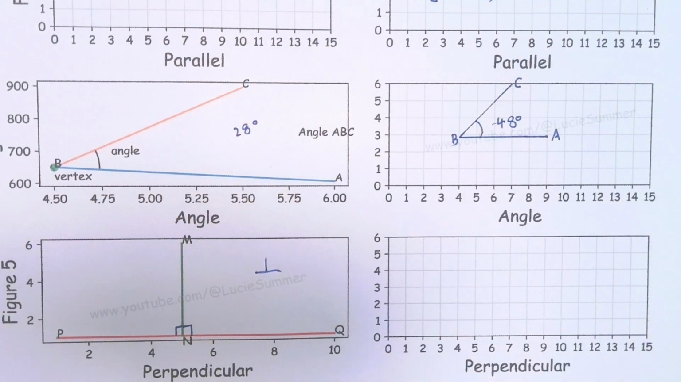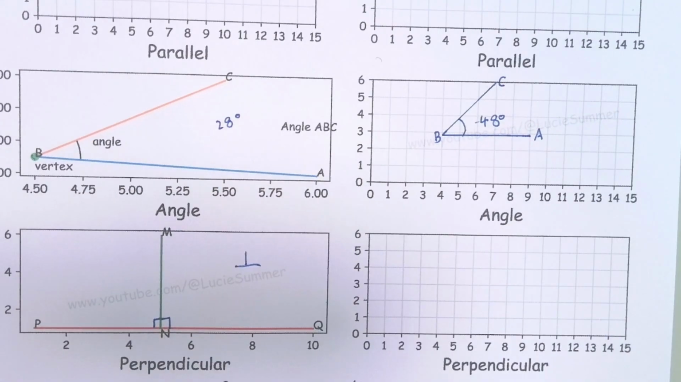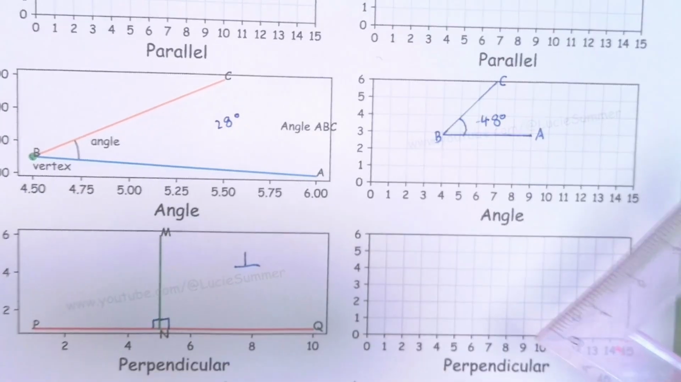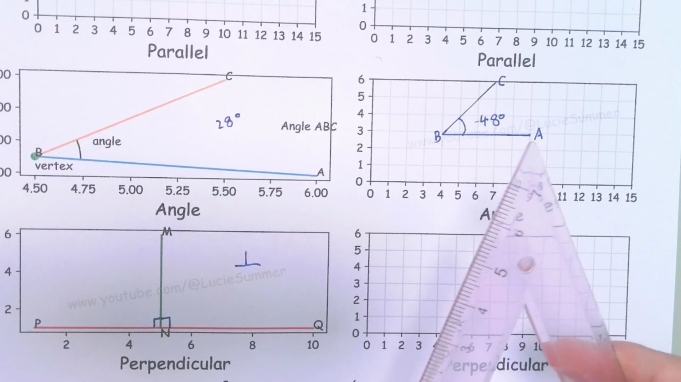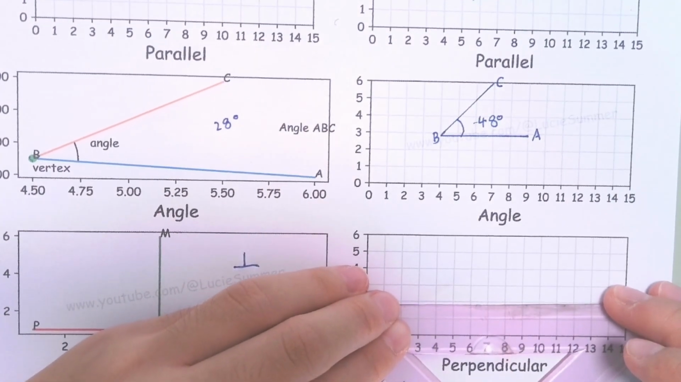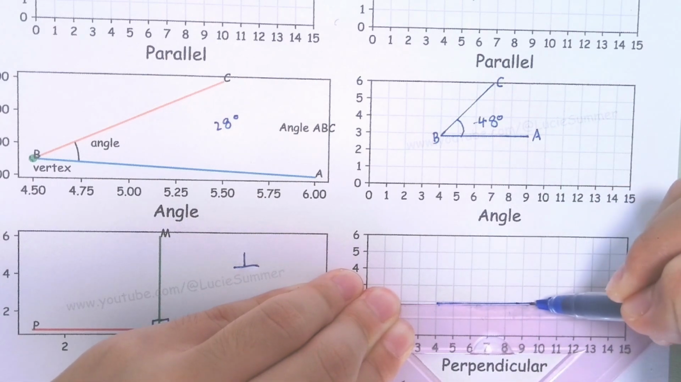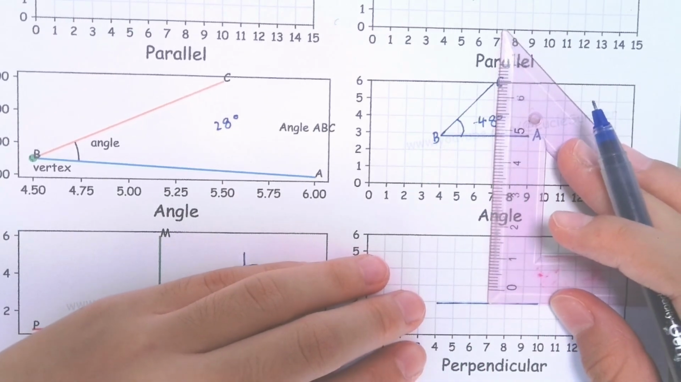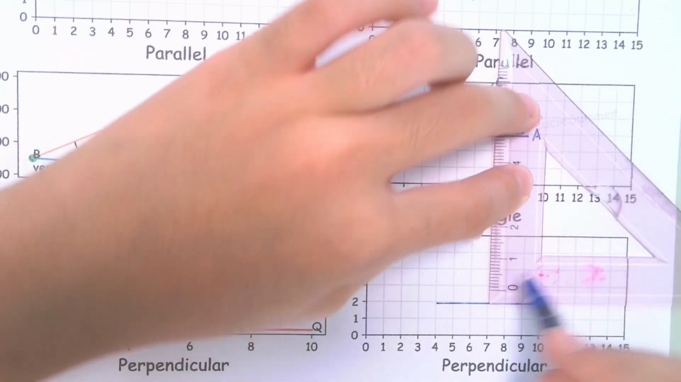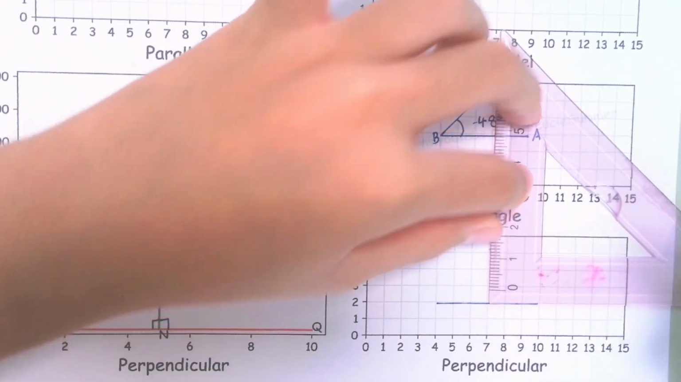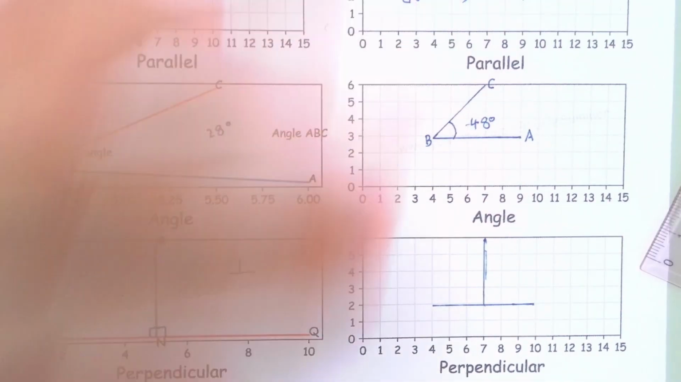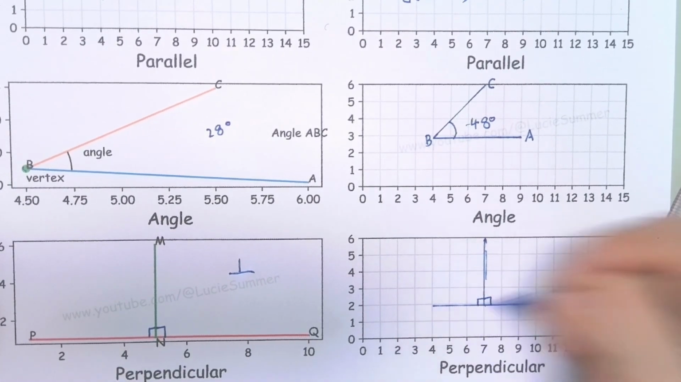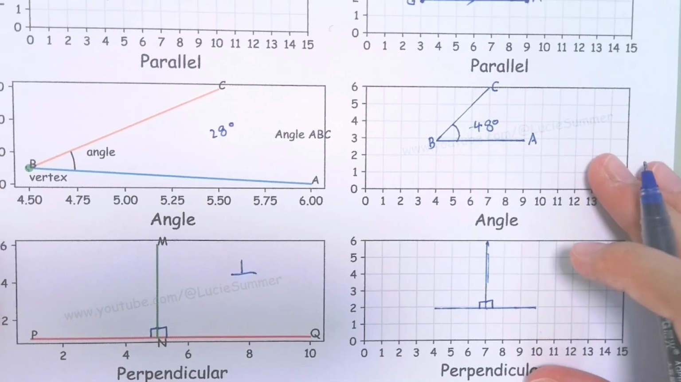Now, I'm going to draw a perpendicular figure for you guys to see. This time, we are going to use a set square because the angles of a perpendicular figure are right angles. Like this. We will first draw the baseline and then draw a perpendicular line. Like this. This is a perpendicular figure. Now let's move on to figure 6.